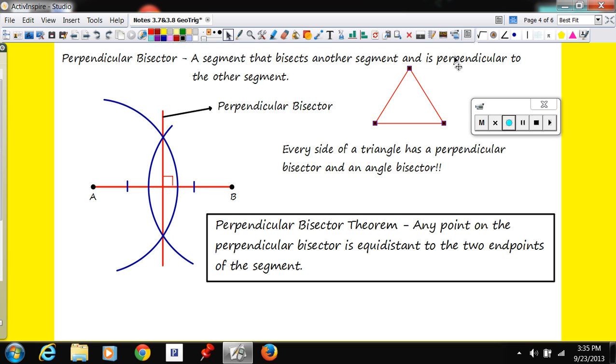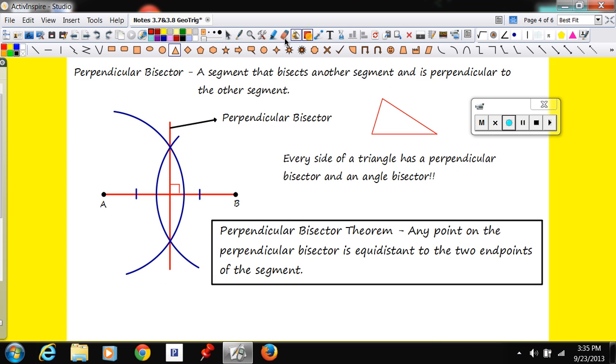So let me show you maybe a scalene triangle here. You would still have a line that you could find the perpendicular bisector of this side, you could find the perpendicular bisector of that side. I could find the perpendicular bisector of this side, it would be perpendicular and it would cut it in half. Every side of a triangle has a perpendicular bisector. And here's a theorem about perpendicular bisectors.